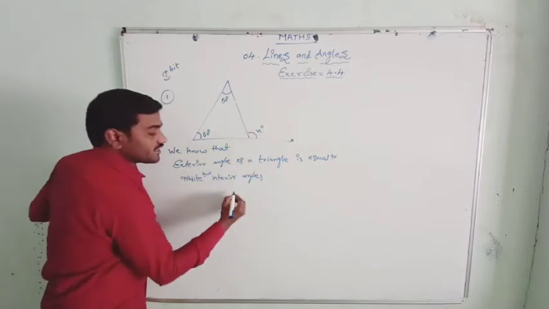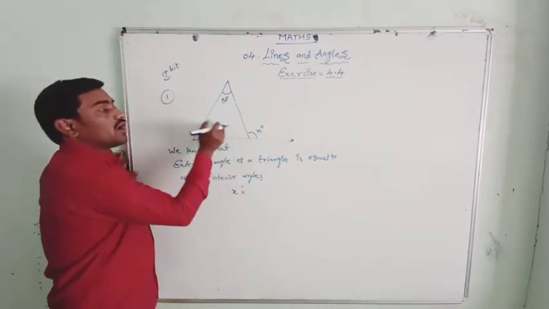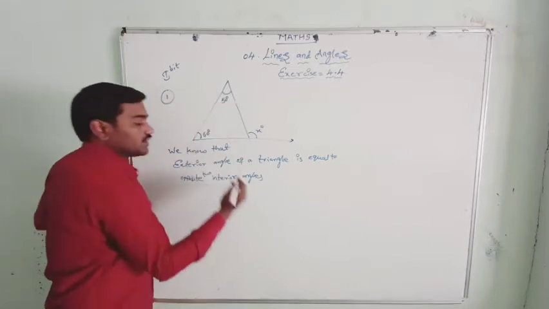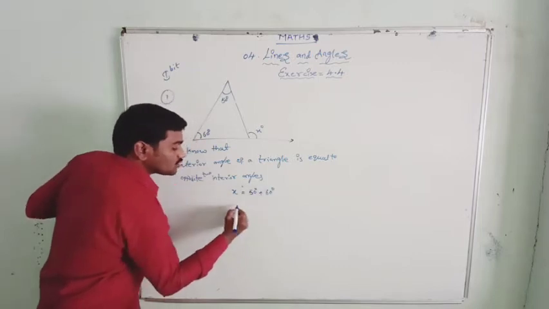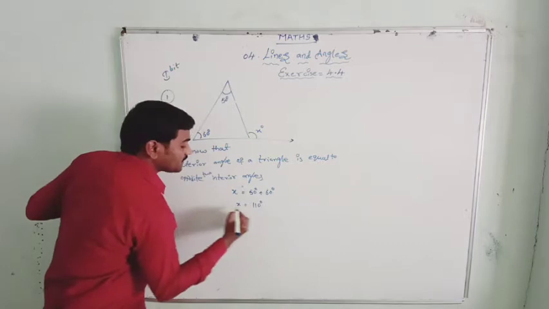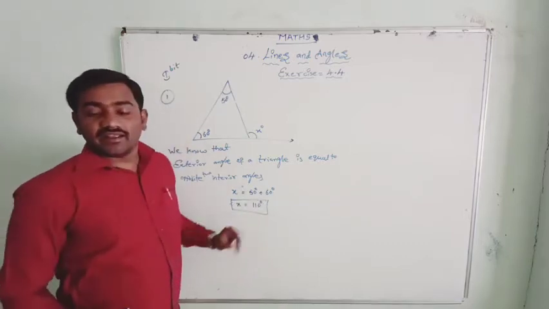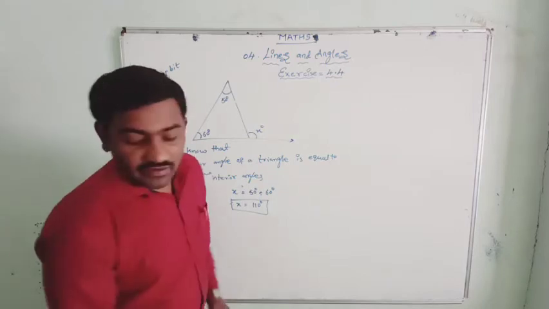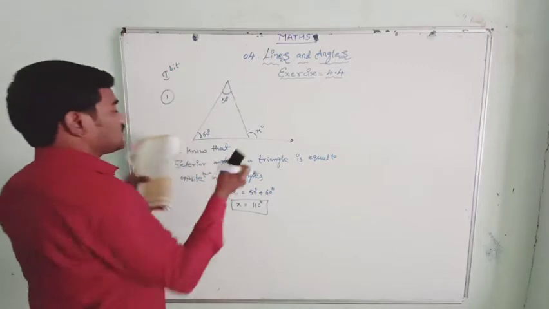So what is the exterior angle here? X degrees. So x is equal to the sum of the two opposite interior angles, that is 50 degrees plus 60 degrees. The sum of 50 and 60 degrees is 110 degrees. So we got x equal to 110 degrees. In the same way, let's go for the second one.